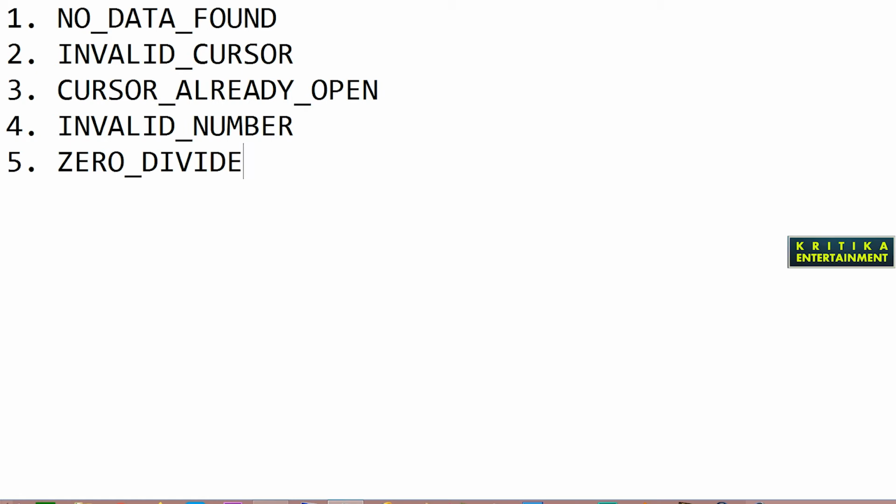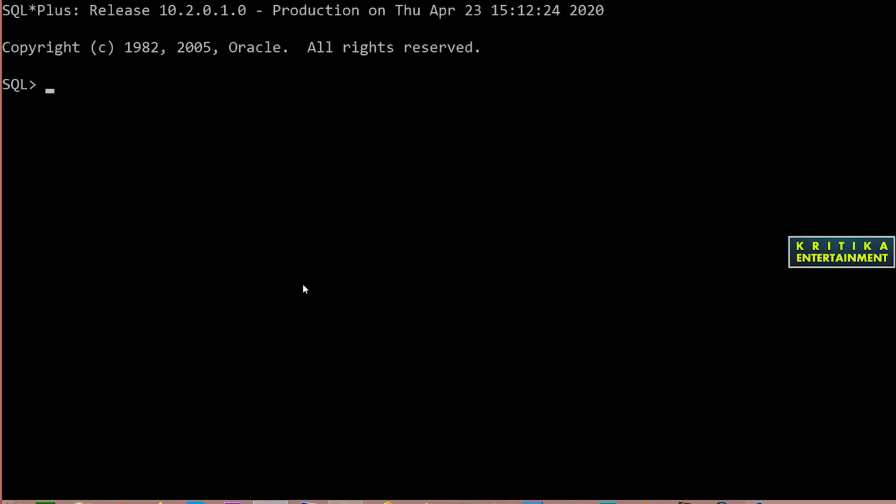Every day I will share one predefined exception with you. Today I will first show you the no data found exception. So, coming to the practical, I will first log in to the system. I press connect, my username is system, and then I type the password, so it will be connected.